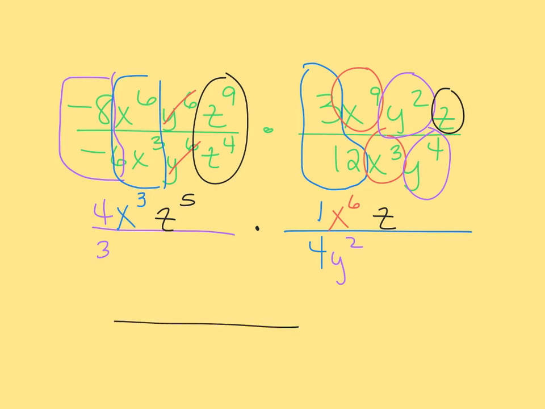So if I look at my coefficients, I've got a 4, a 1, a 3, and a 4. I can simplify those, and I get 1/3.